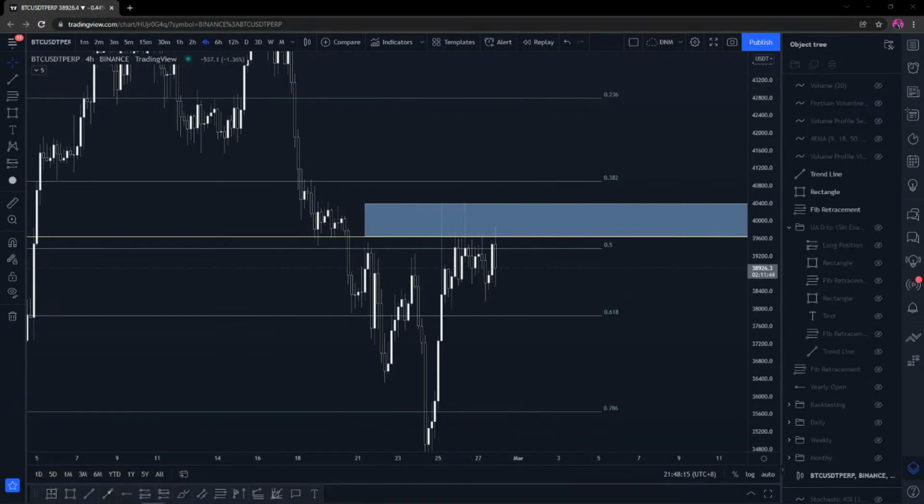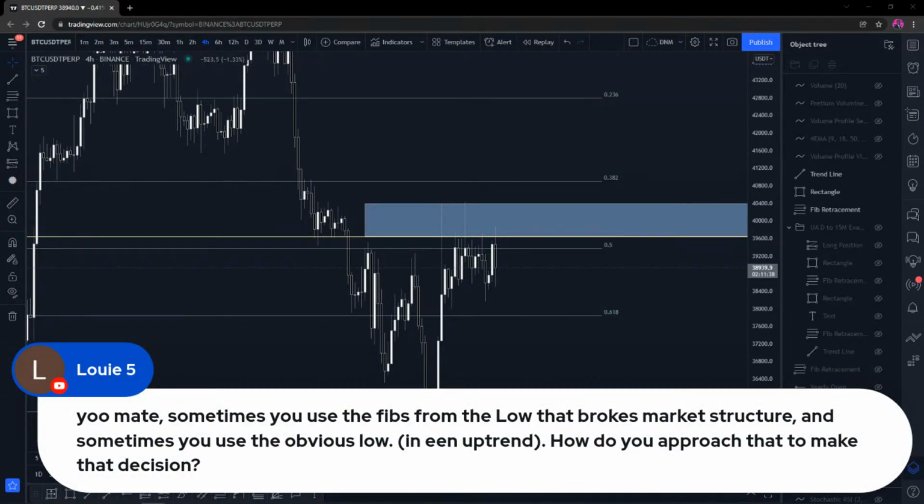But we're just going to have a look now. So we've got Louis, you asked another question. What is that one? Let's take a look. Sometimes you use the fibs from the low that broke market structure, and sometimes you use the obvious low, so in an uptrend. How do you approach that to make your decision?